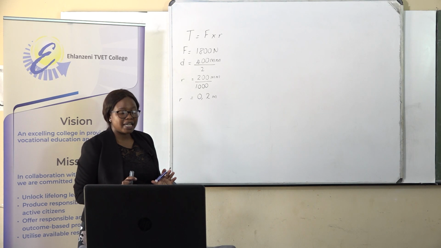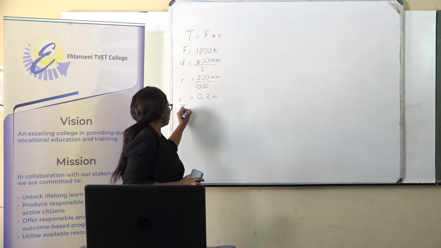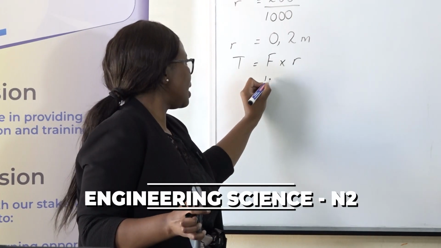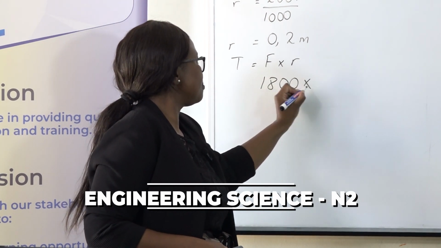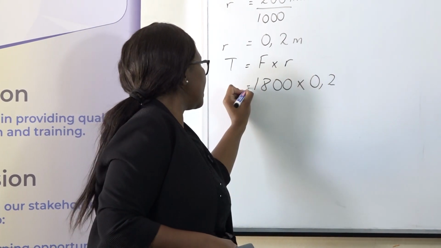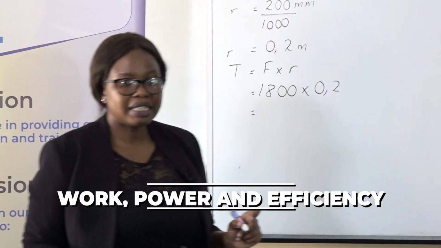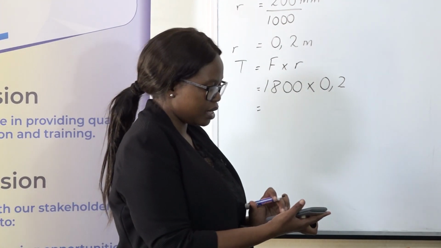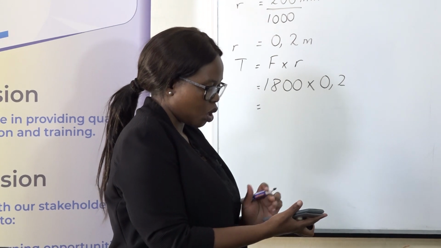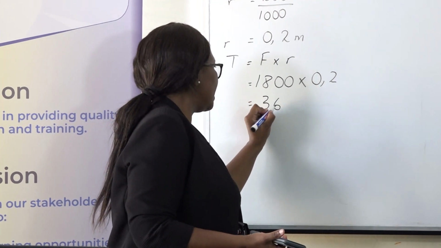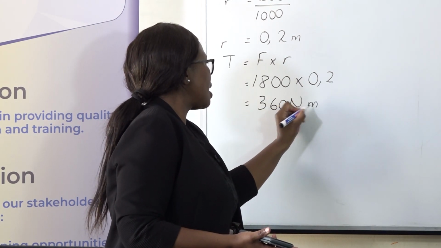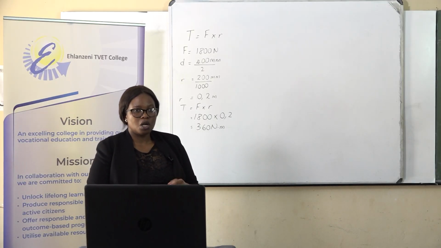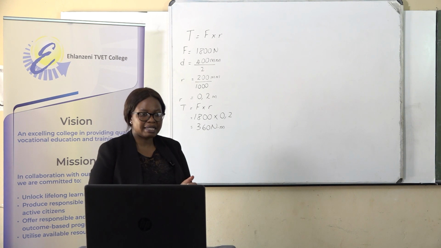Now we have everything that we need. We are able to calculate the torque. So our torque is equal to force times radius. And our force is 1,800 times 0,2. Let's calculate what we get. 1,800 times 0,2. We get 360 Newton meters. That's our torque. So this is what we need to know on this module of work, power, and efficiency.